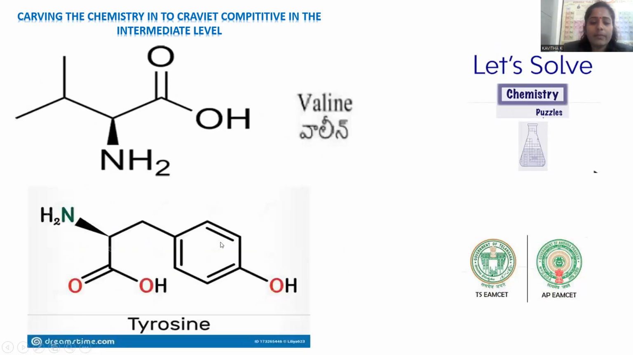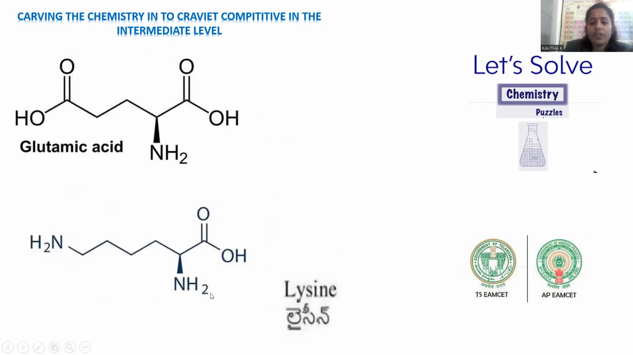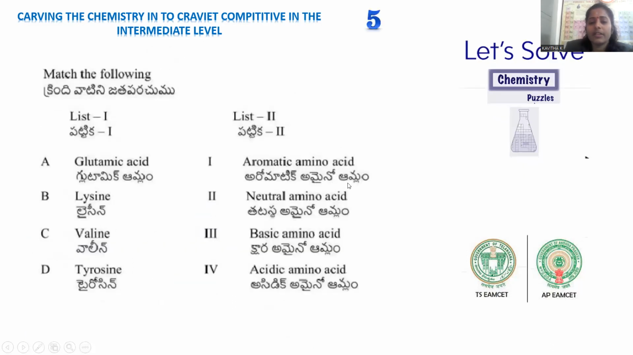Let's go with the last one, where the benzene ring will be there with the side chain CH2, C, NH2, COOH, right? So if you see this, NH2 and COOH are becoming neutral, but the condition is aromaticity. Here you can find phenol. Because of the presence of phenol, it will be an aromatic amino acid. So tyrosine is part of the aromatic amino acids. D can be mapped with option 1, aromatic amino amlam. Right? This is the way we have to map all the options given for question number 5. Glutamic acid is the acidic one, lysine is the basic one, valine is the neutral one, tyrosine is the aromatic one.